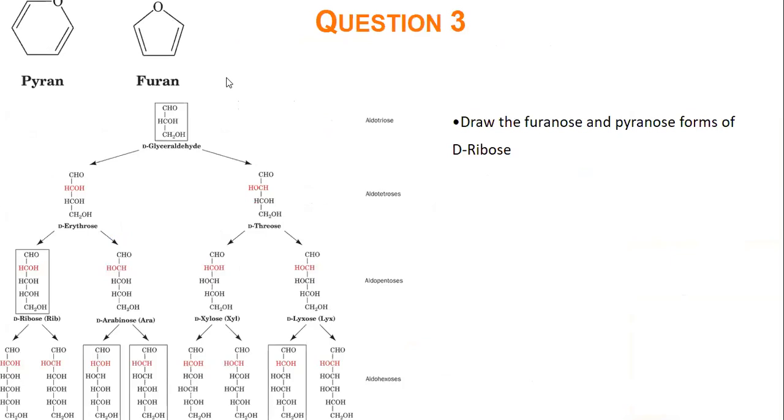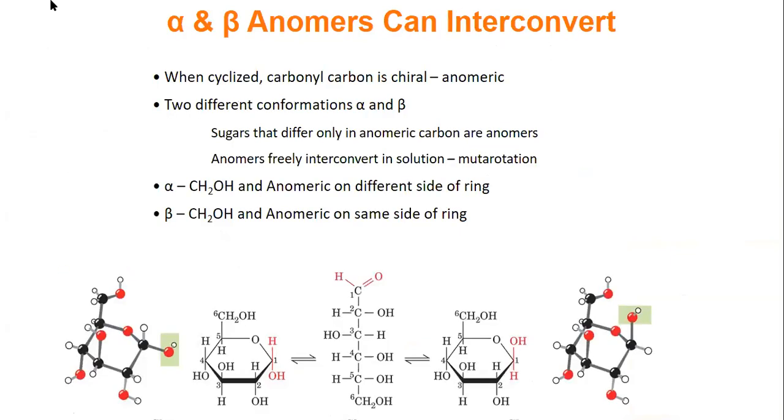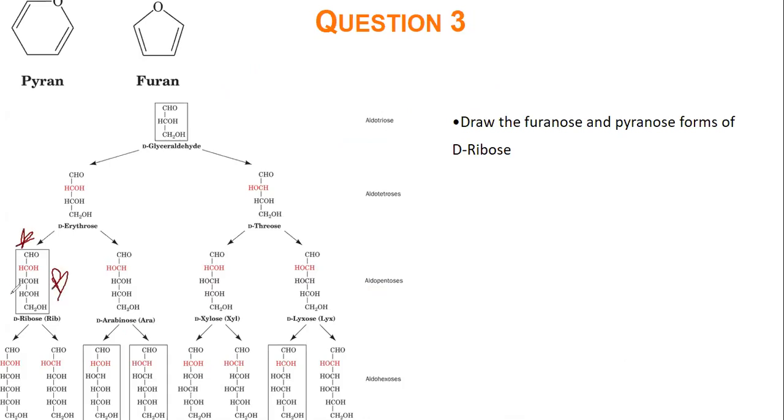All right. So here is an exercise. Draw the furanose and pyranose forms of ribose. So ribose is this one. Whoops, sorry. Mea culpa. See if you can draw that in a furanose and pyranose.